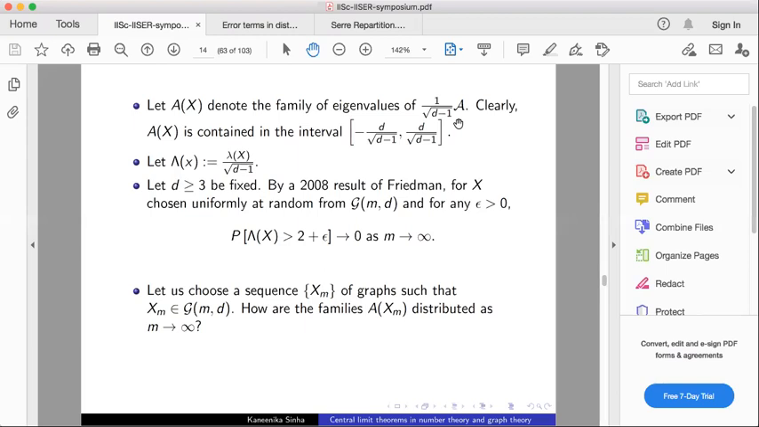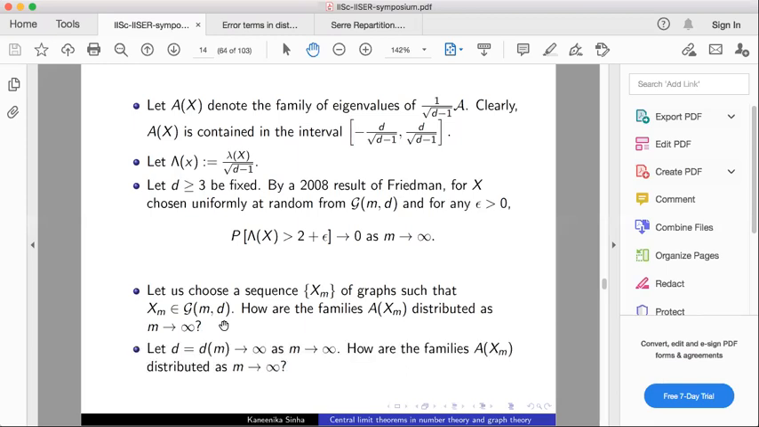We explain this with the help of some equidistribution results. So we choose a sequence x sub m of graphs such that x sub m lies in this family that we started off with. The question is, for a fixed d, how are the families a of x sub m distributed as m goes to infinity? And we also ask a more general question. Instead of fixing d, how about we also allow the degree d to grow along with the number of vertices? So in this scenario, how are the families a of x sub m distributed as m goes to infinity? What kind of growth conditions on d will help us to get good distribution results?